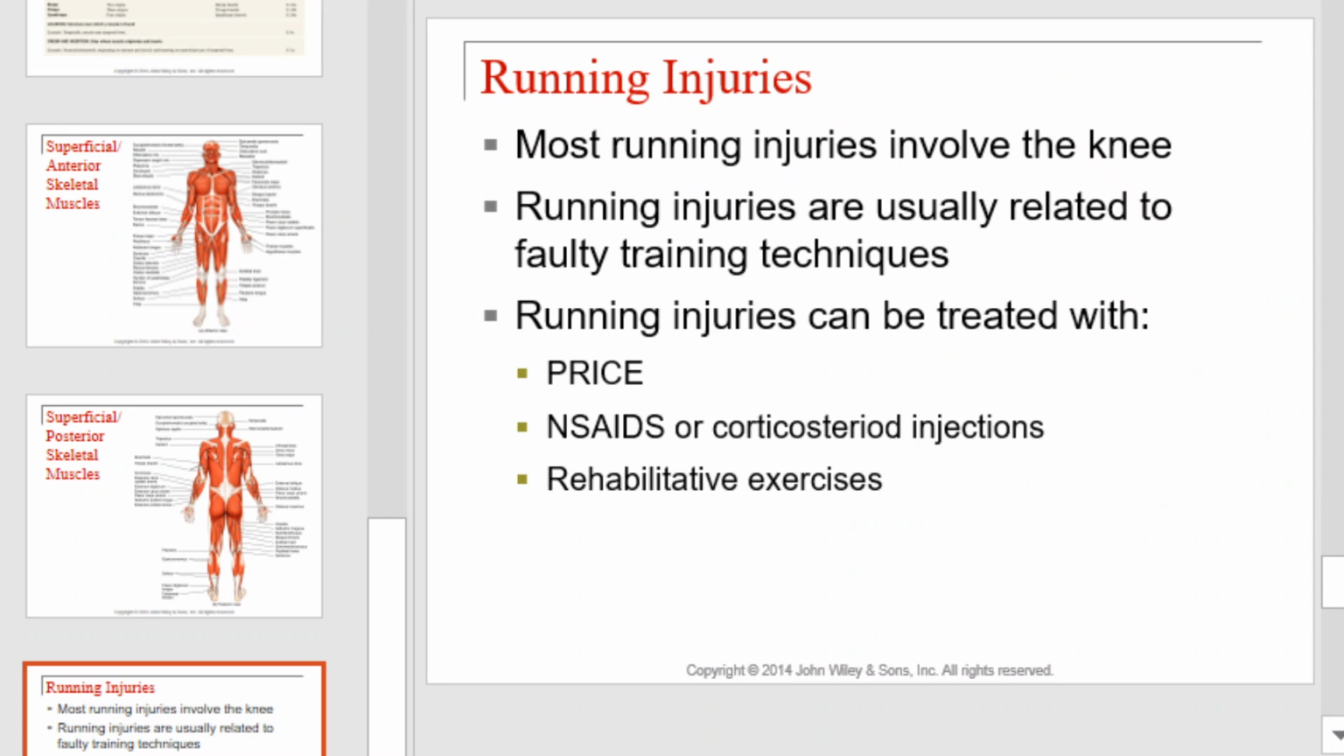Running injuries. Most running injuries involve the knee. Running injuries are usually related to faulty training techniques. Running injuries can be treated with RICE, NSAIDs, and rehabilitative exercises.